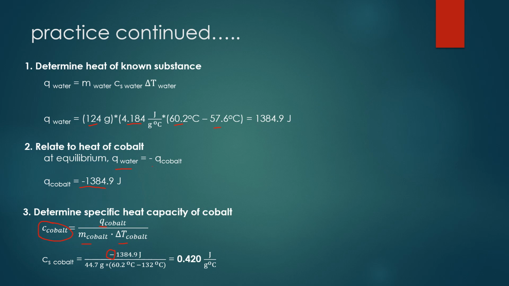Once we do the change in temperature subtraction, we also get a negative value for the delta T, so the negatives end up canceling each other out, and we get a positive 0.420 joules per gram degrees Celsius. And that's good that we got a positive because specific heats should always be positive numbers. Q's, our heat values, can be negative or positive, but specific heat, as well as masses, always will be positive. Now is when we also take into account significant figures.